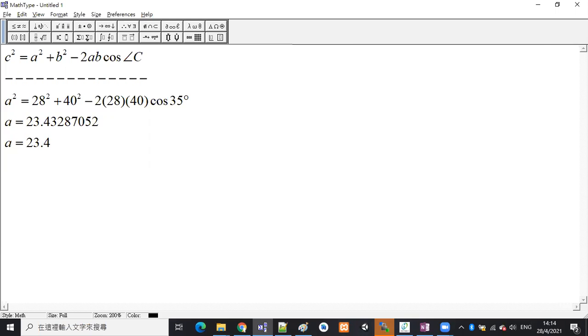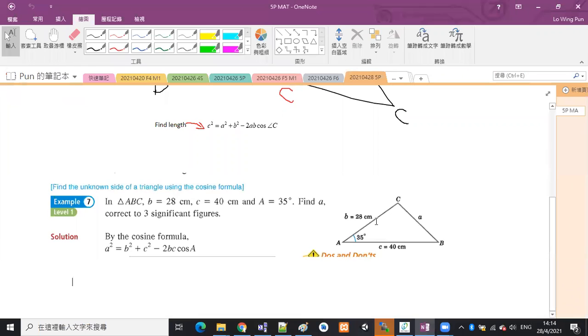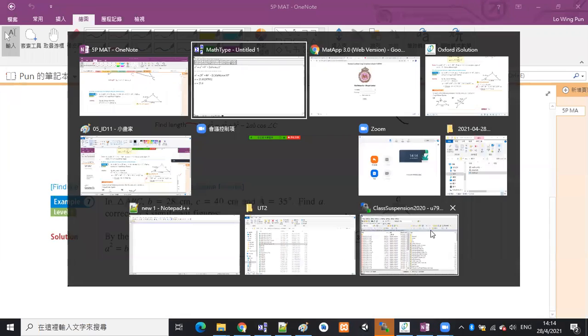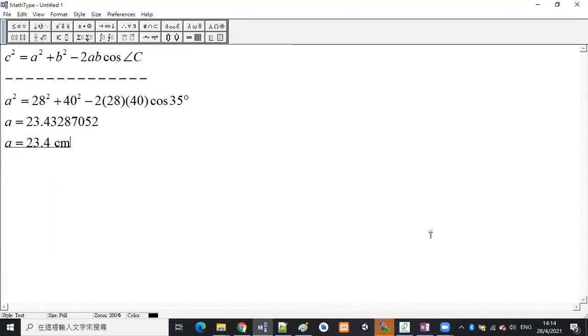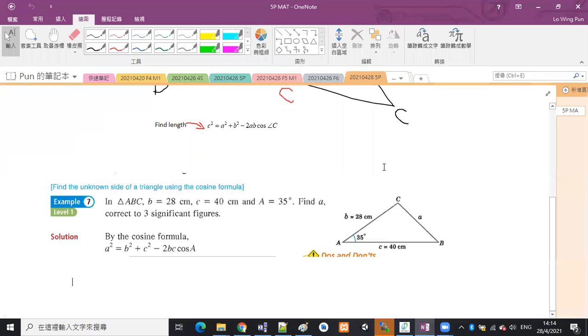Okay, and do we have units? Yes, because a itself does not have a unit. So the length of BC should have a unit, cm. So a should have the unit cm here. Can you get this?